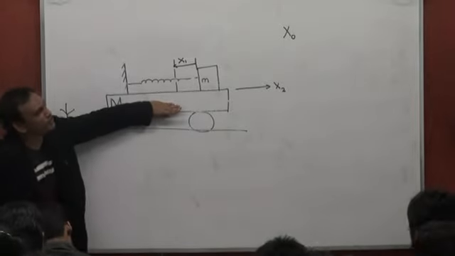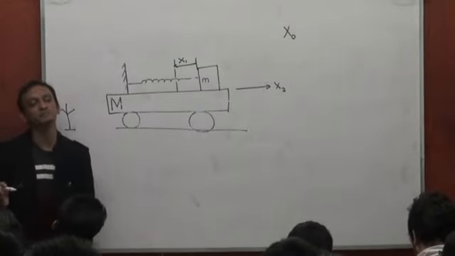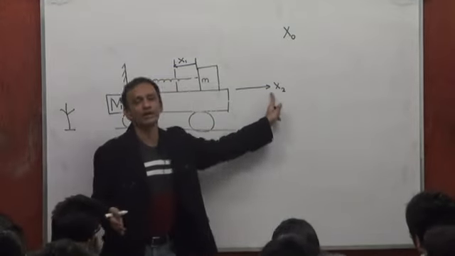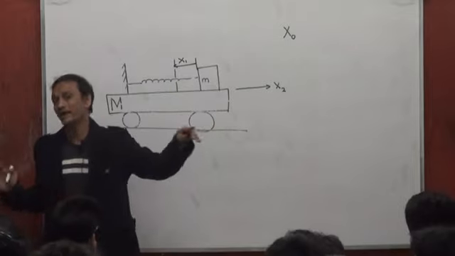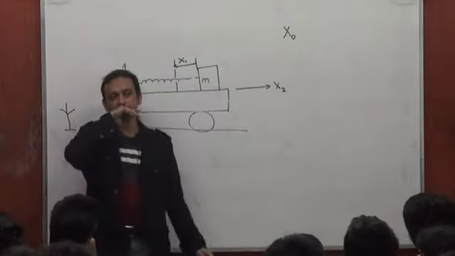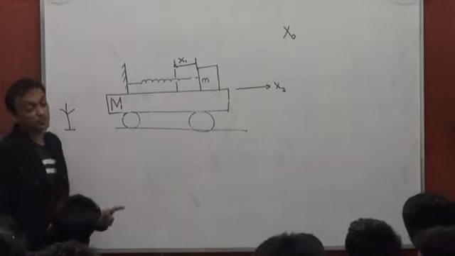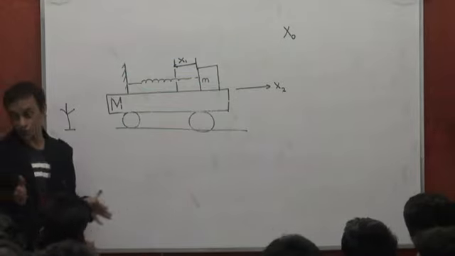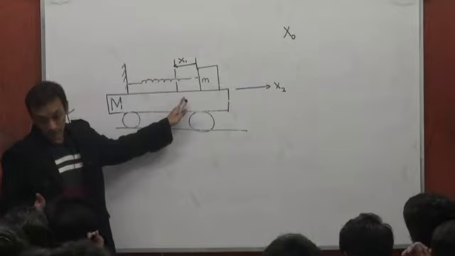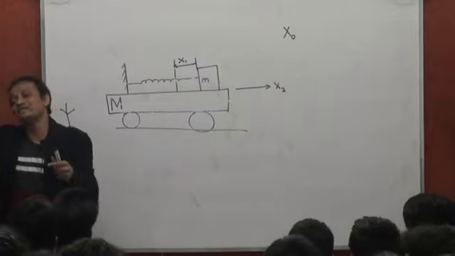If this capital M was rigidly fixed to the ground, then x1 would have been equal to x0. But since it is capable of moving, to compress the spring by an amount x0, mass small m moves to the left by an amount x1, mass capital M moves to the right by an amount x2, where x1 plus x2 must be equal to x0 in any case. The spring gets compressed by an amount x1 plus x2, and the spring force is going to be k times x1 plus x2, right?